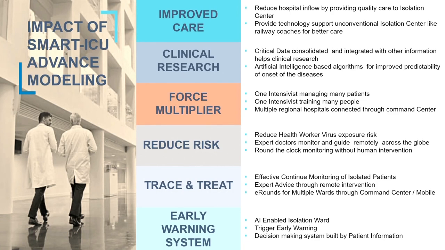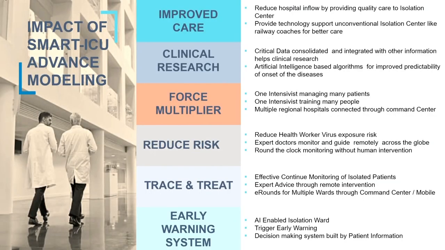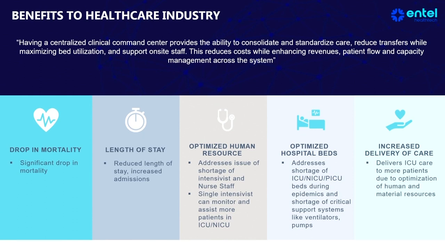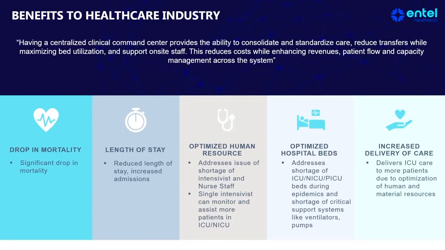So trace and treat, an early warning system. So you can identify the patient before getting critically ill, so you can intervene early. So there is so much data that it helps to reduce mortality, reduce length of stay, and optimize human resources. So if there is one critical care specialist in the town and he is stuck for 24 hours, that doesn't make sense. Rather than that, he trains 10 persons to do procedures and then he monitors and guides them, that is a better use of expertise, I think. Optimize hospital beds, as I told you, and that increases delivery of care.